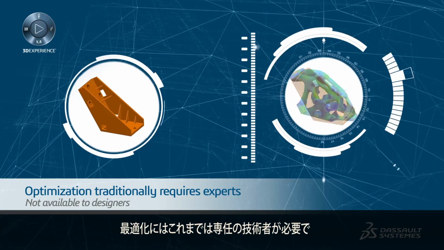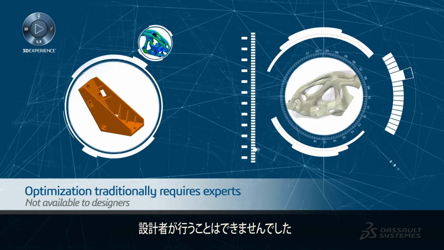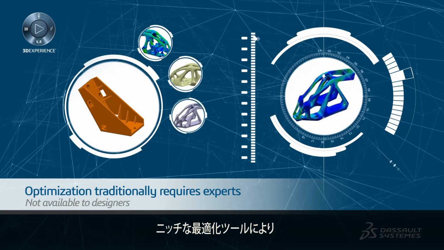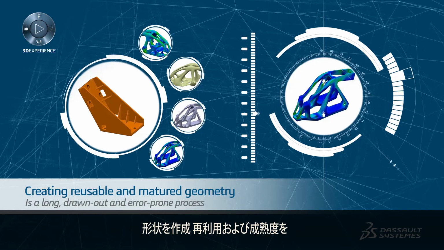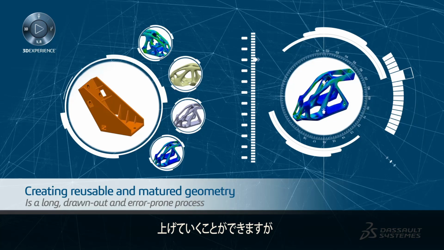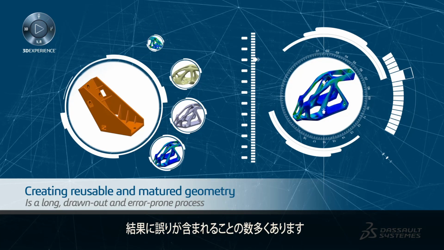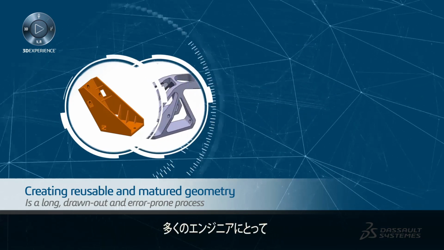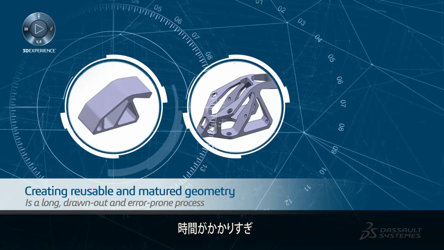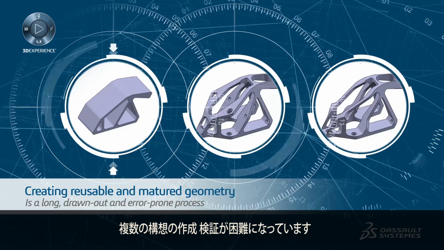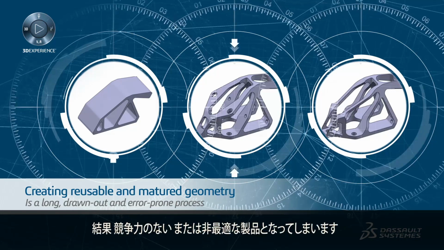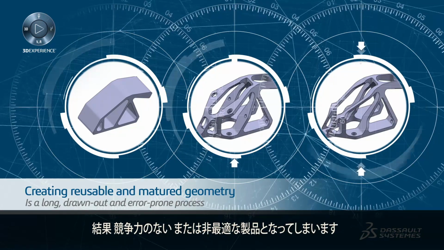Optimization has traditionally required experts and has not been available to designers. With niche optimization tools, creating real geometry which can be reused and matured can require a long drawn-out process with error-prone results. For most engineers, it is too time-consuming to create and validate multiple concepts from which to select. This can result in uncompetitive or suboptimal products.